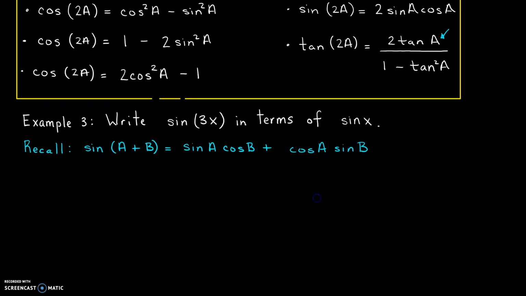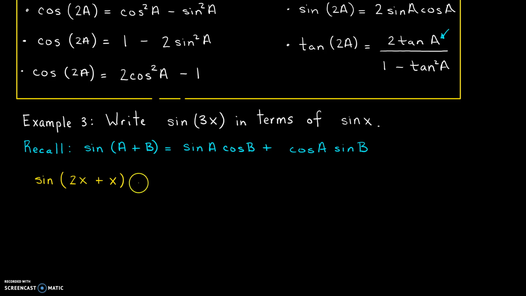I noticed that I have sine of 3x, and so what I'm thinking is I can simplify 3x into 2x plus x. 2x plus x is in fact 3x. The reason I did this was because now I can use this identity here to rework some of these things.